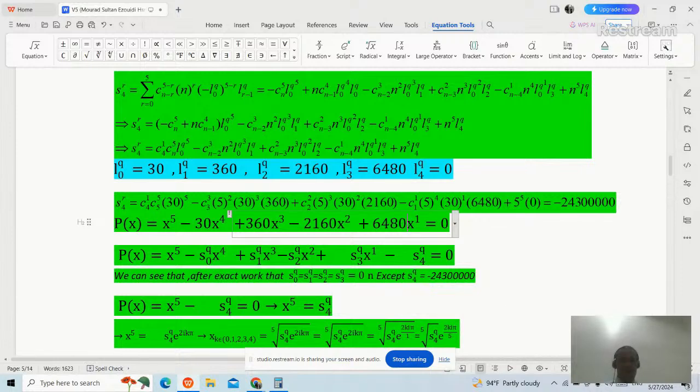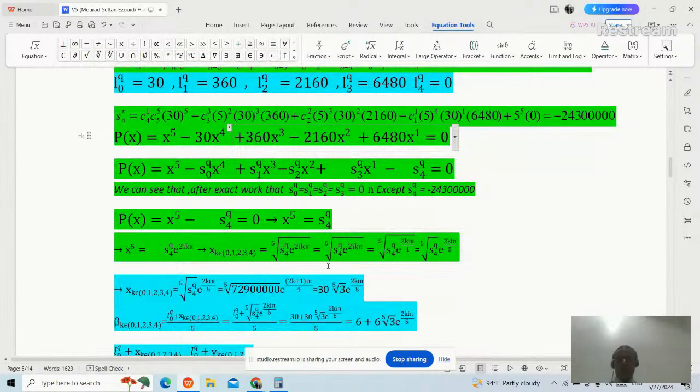Therefore, learners, here we can see that all the s are equal to 0 except s4. I will write my new polynomial. This one is derived from the discriminant formula of Mourad Sultan Ezouidi because we calculated S0, S1, S2, S3, S4. We found S3 is 0, S2 is 0, S1 is 0, S0 is 0. Therefore, my polynomial can be written as x^5 minus S4, so x^5 equals S4.